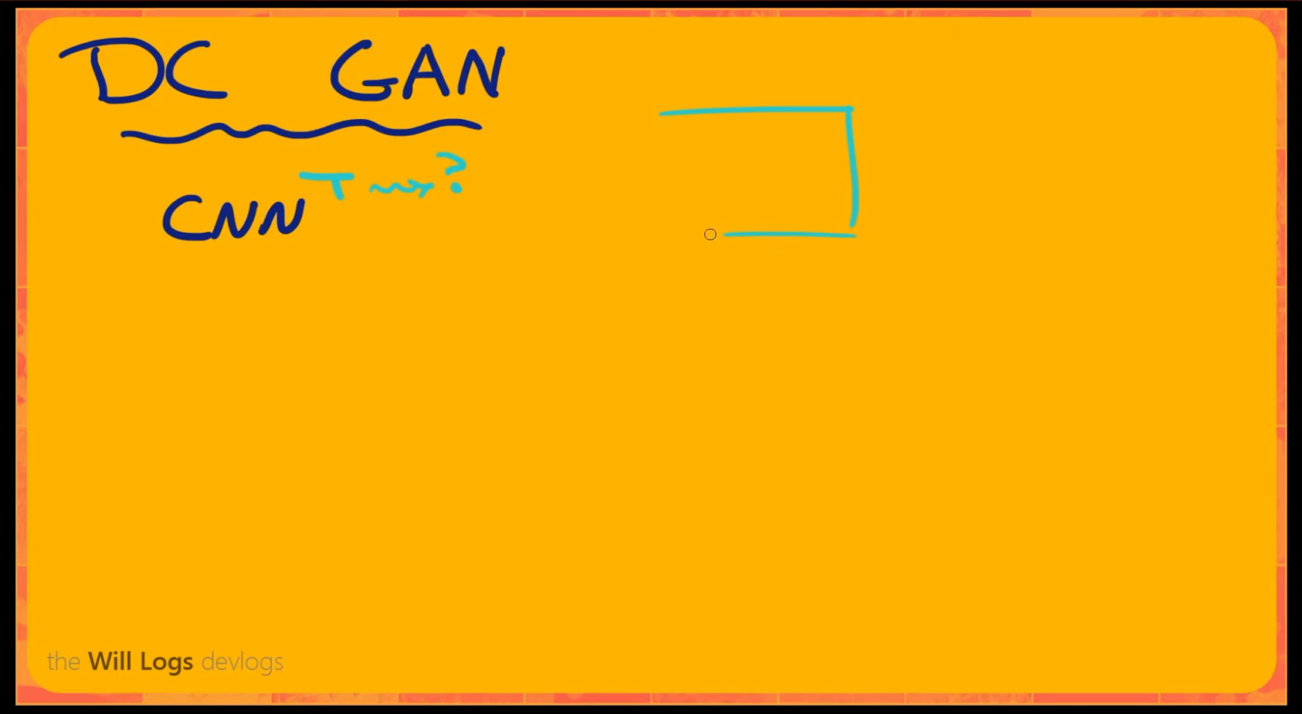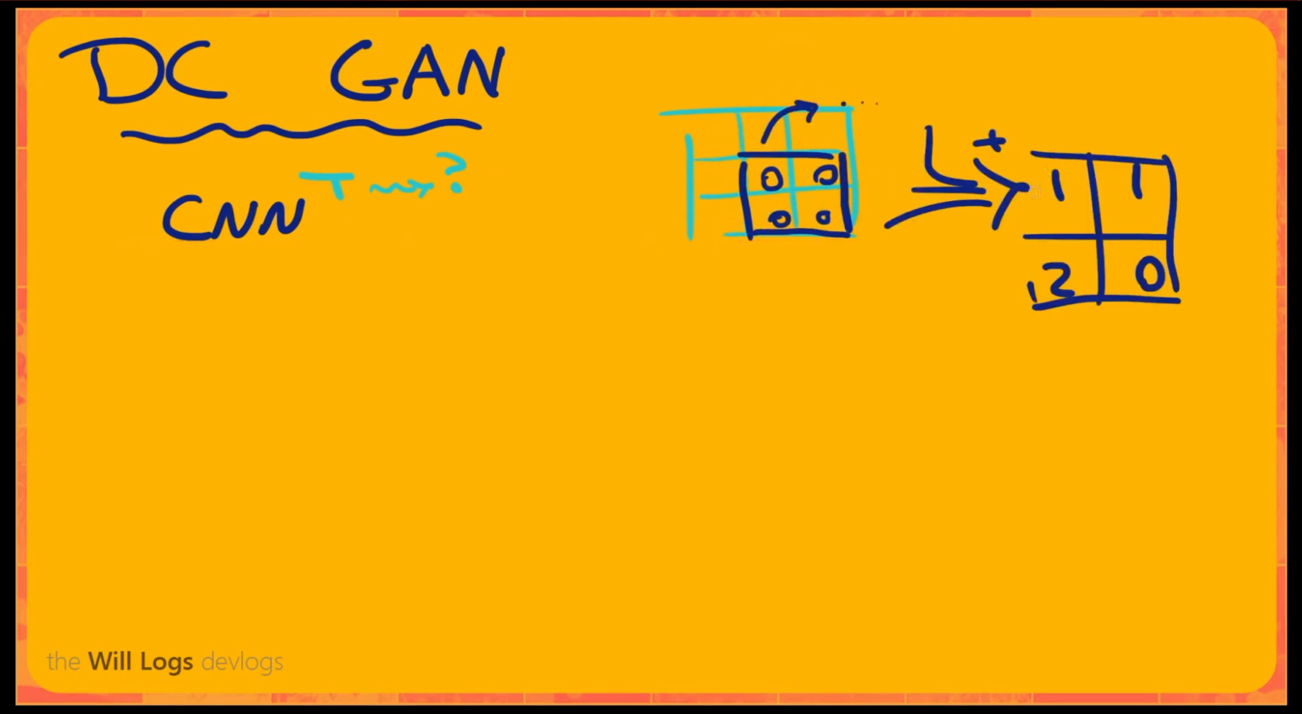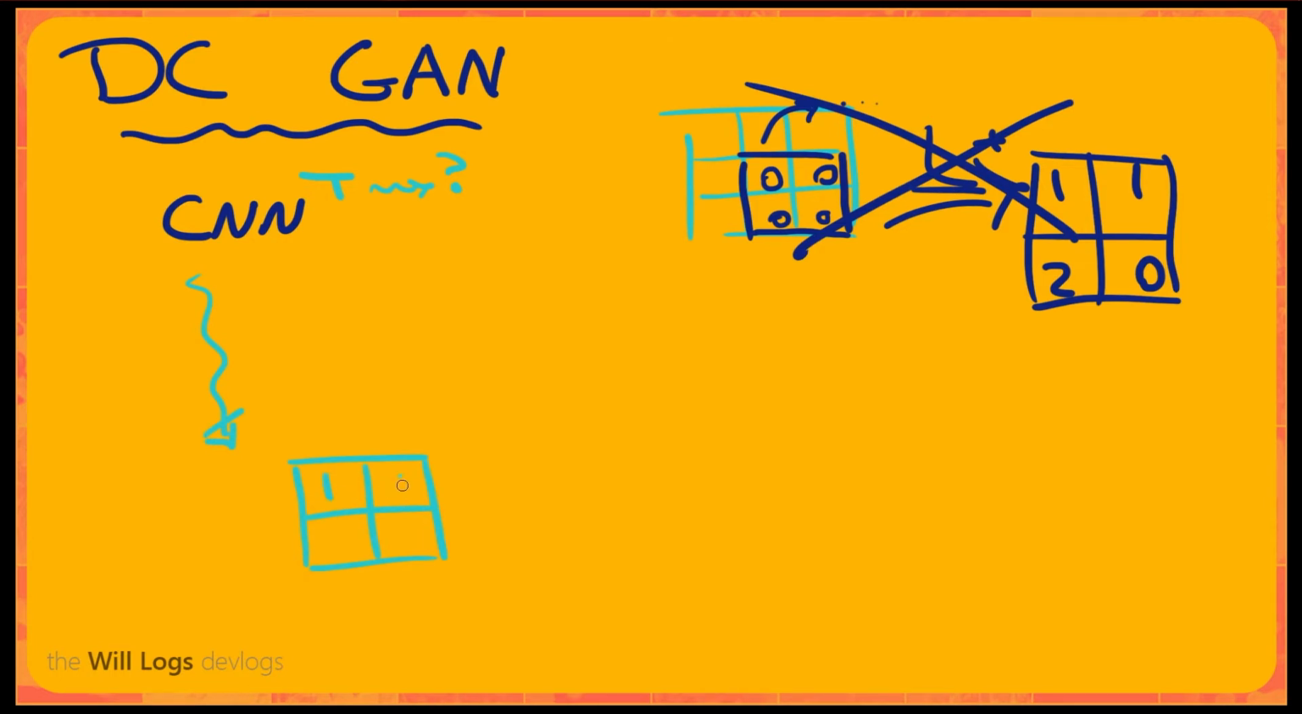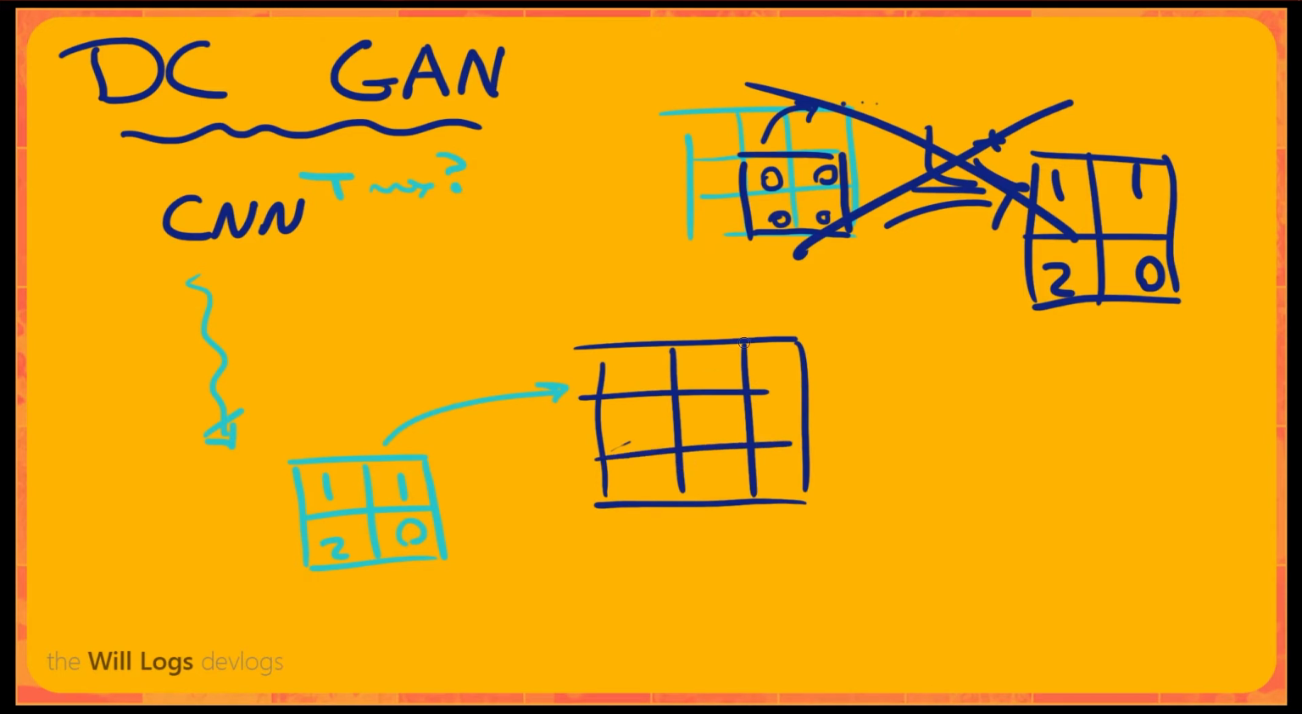In a conventional CNN, a window convolves the image to produce a feature map. But that is old news. A transposed CNN exactly reverses this whole process to make an image out of a feature map.